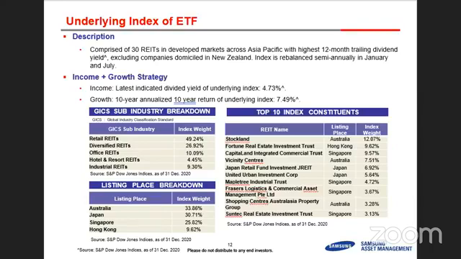So this ETF can be considered a combination of income and growth strategy. In terms of the income, its indicated dividend yield is currently 4.73%. The 10-year average yield is about 5.15%. Now this has come down a little bit to this level. A couple of months ago, the dividend yield was still 5.7%.